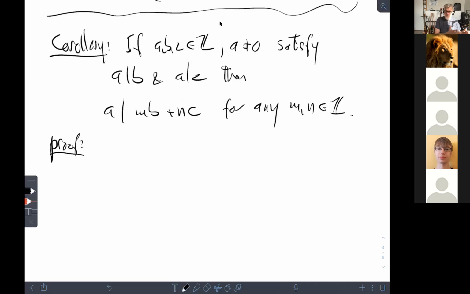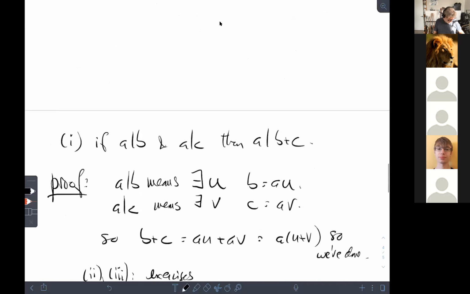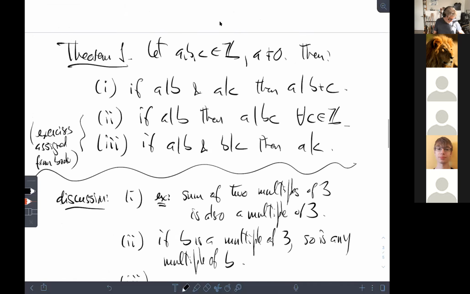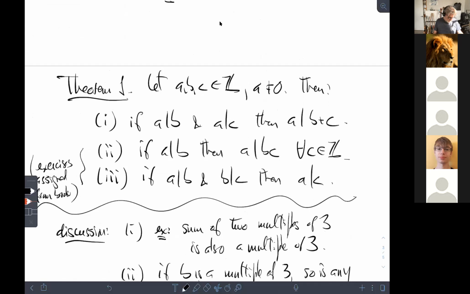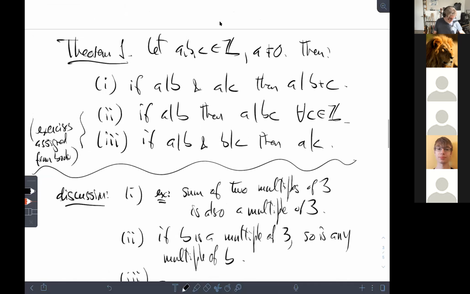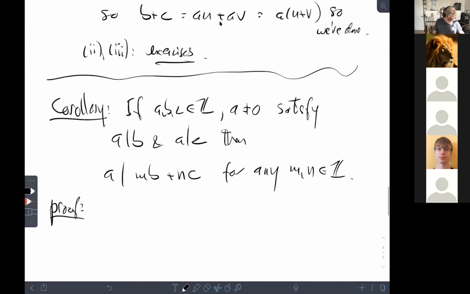I am going to use everything I built in the last theorem, okay? So A divides B and A divides C, and I want to show that A divides MB plus NC. Let's go back to number 2. It says that if a number divides another number, it divides any multiple of it, okay? So I'm going to be using that.